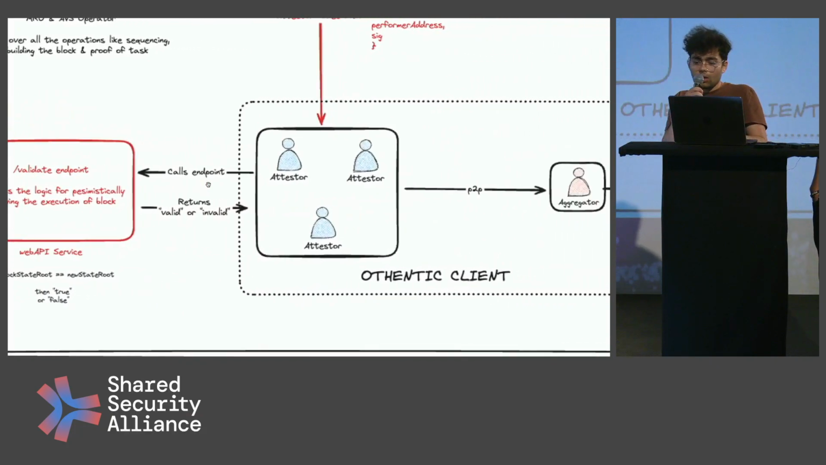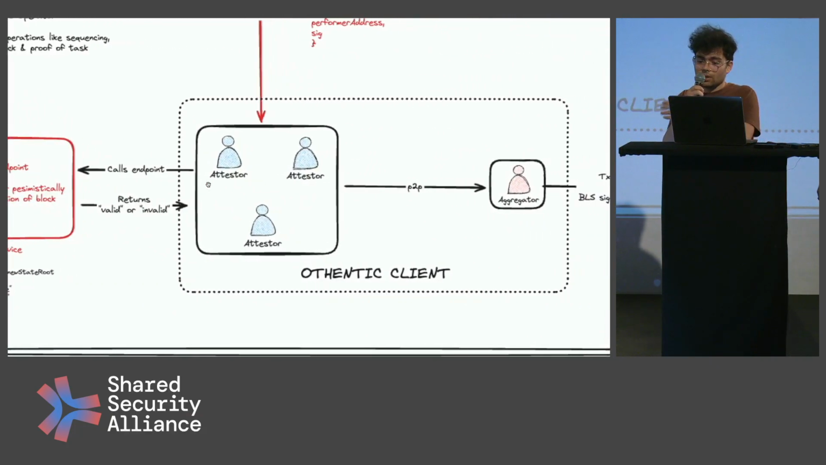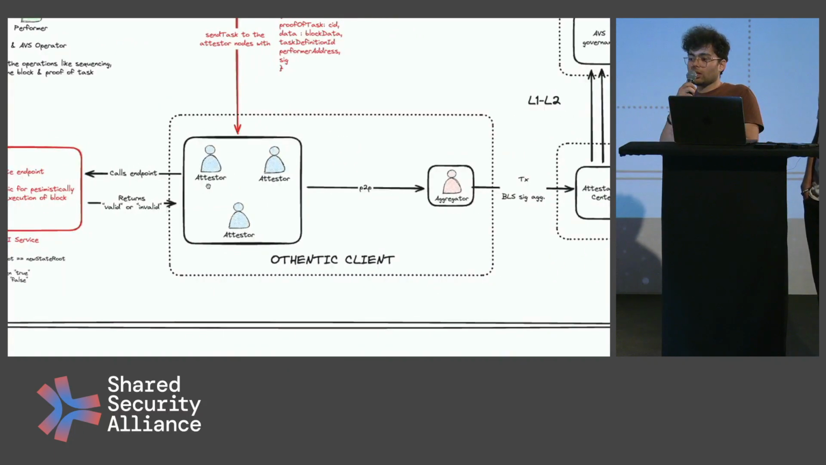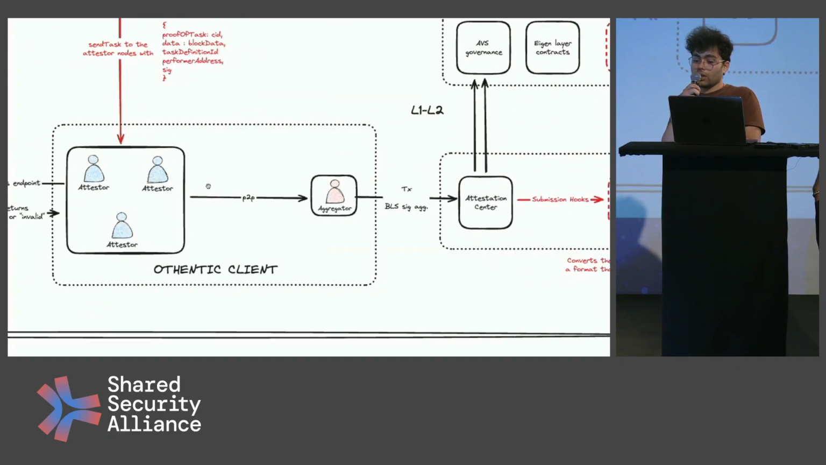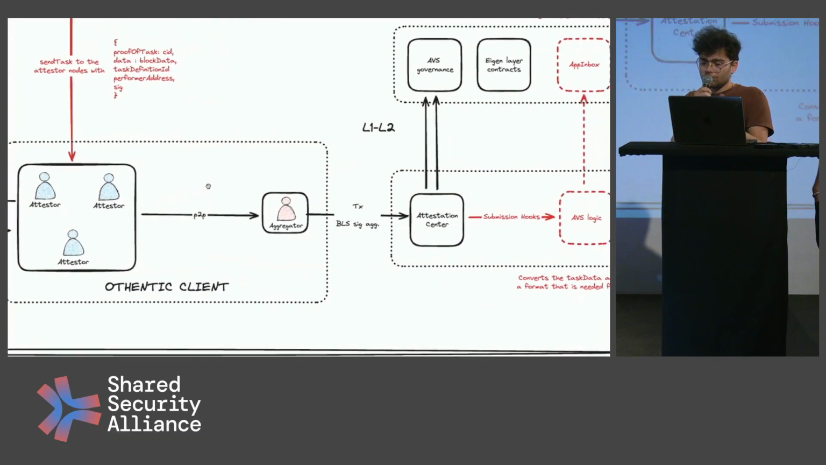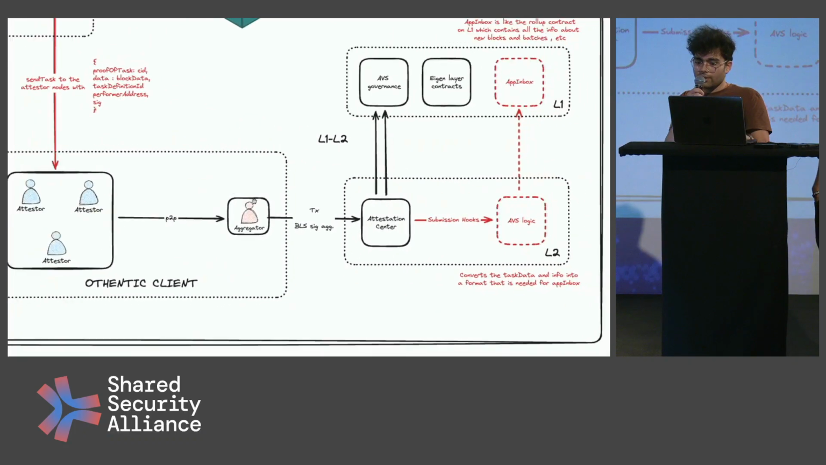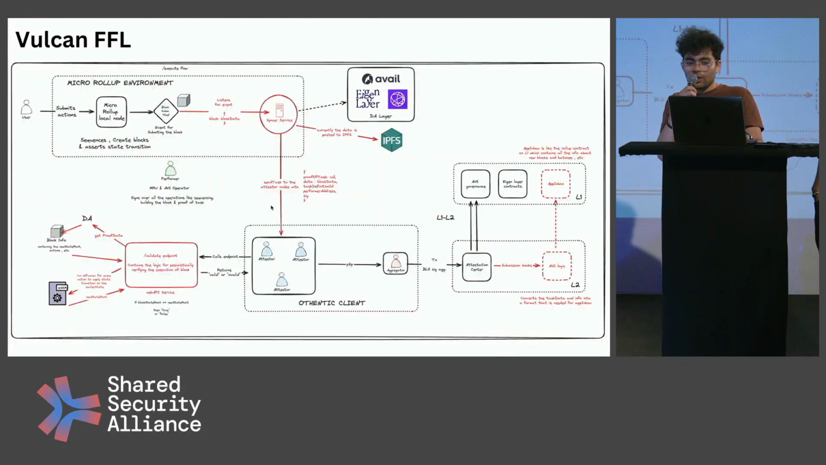After this, the Othentic stack takes up everything else, basically aggregating signatures from the attesters using the BLS scheme and then posting them on chain in the attestation center contract later. So yeah, that's the major tech part of things. Now let's see a quick demo of how we can use this.